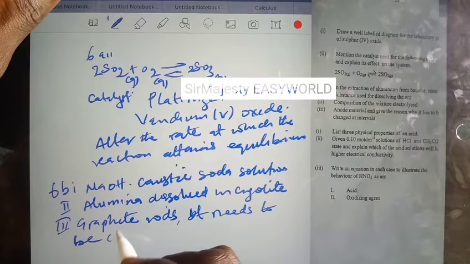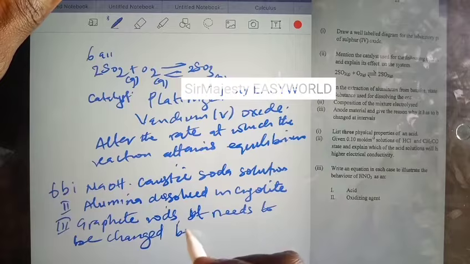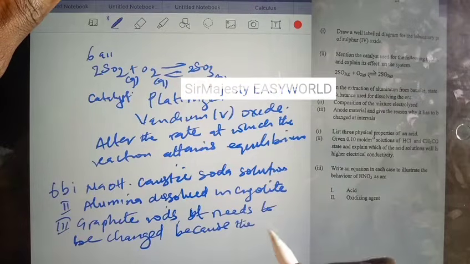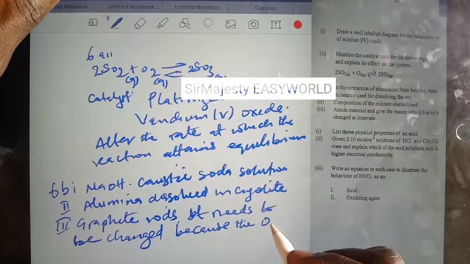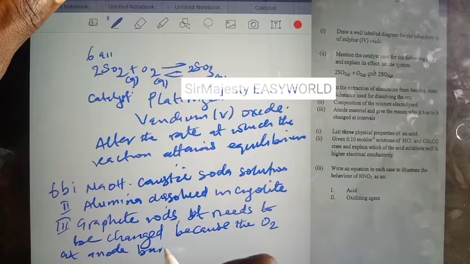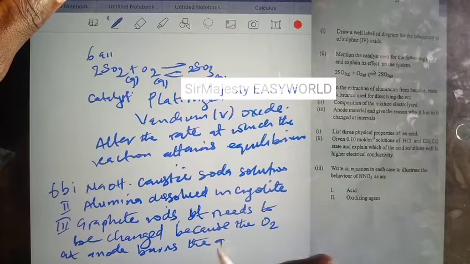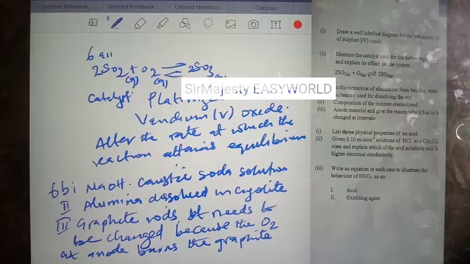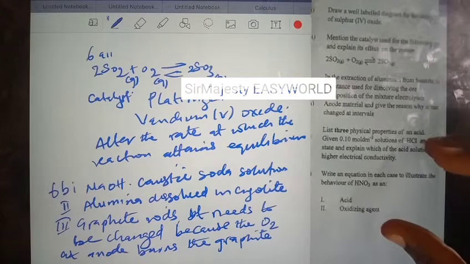The reason it needs to be changed is because the oxygen liberated at the anode burns the graphite down in form of carbon 4 oxide. Therefore that's an oxidation reaction, which means as the electrolysis proceeds, the graphite dissolves eventually in form of CO2.